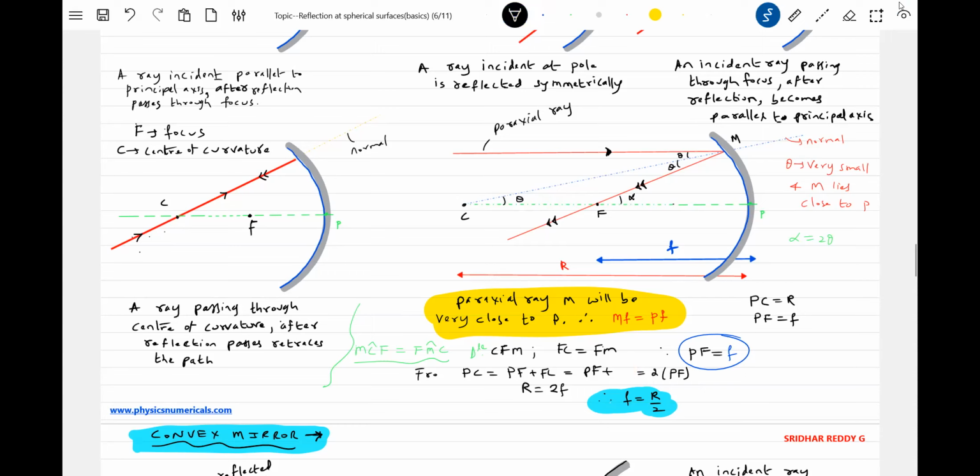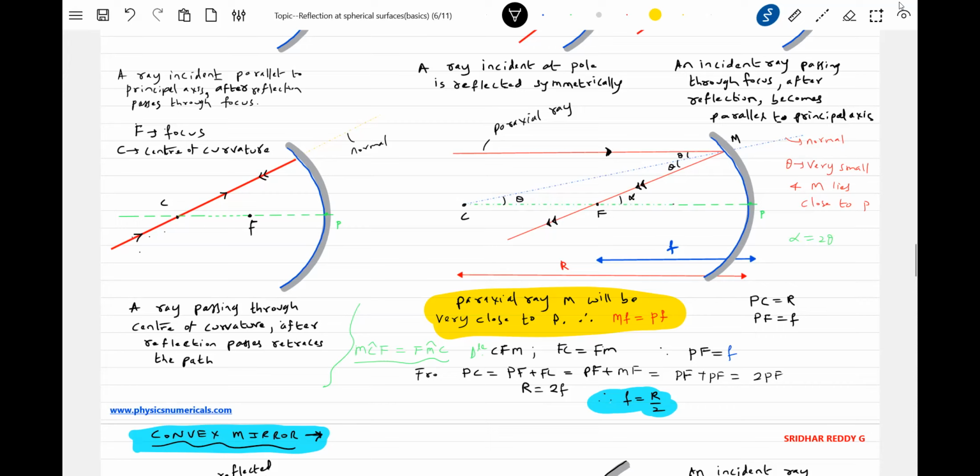I'll write the steps so that it will be easy for you. So this FC is what is needed, no? FC I can write as MF or FM, and FM you can write as PF. I'll write all these steps, it'll be very easy for you. This PF plus FC, I can write it as MF. Then further, MF we can write as PF. This will become 2PF.